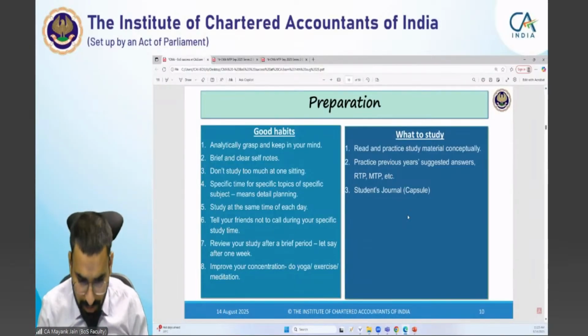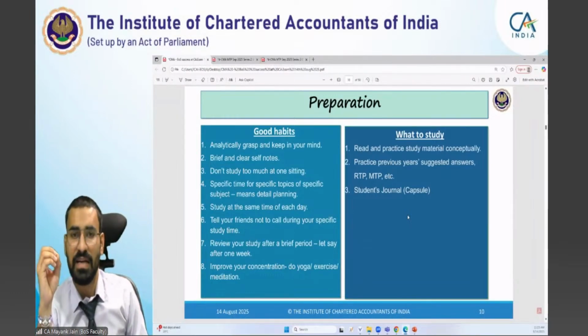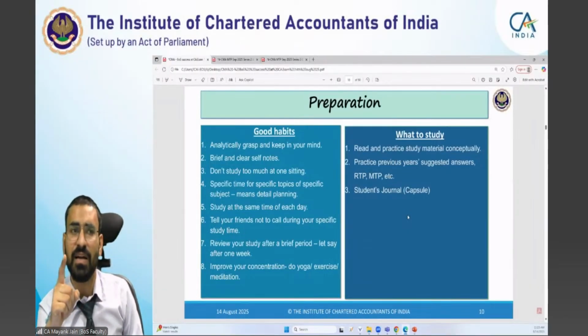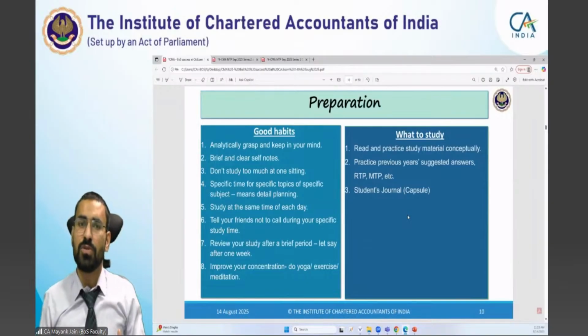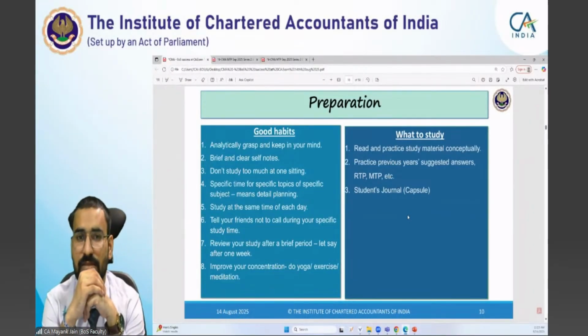And the next point, do yoga exercise daily for 10 minutes and at least half an hour of exercise. It will increase your concentration, confidence, and it will boost your confidence when you can actively study while your body allows you for the same. Next is what to study.